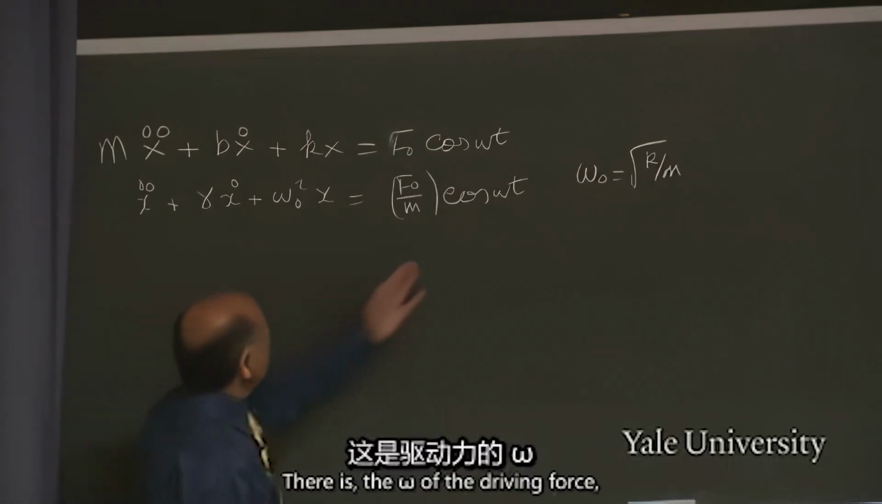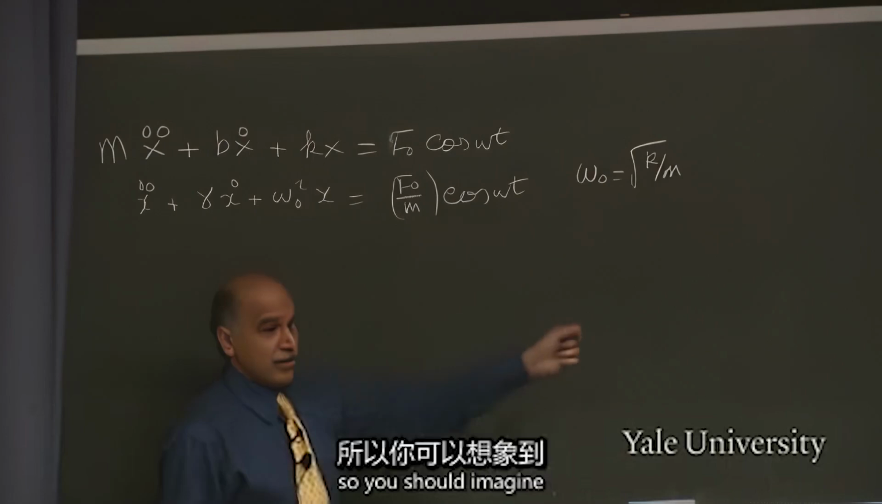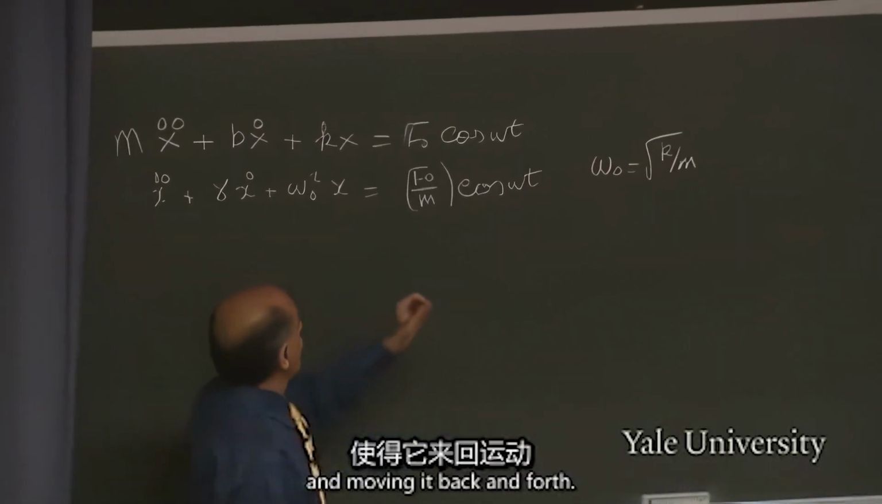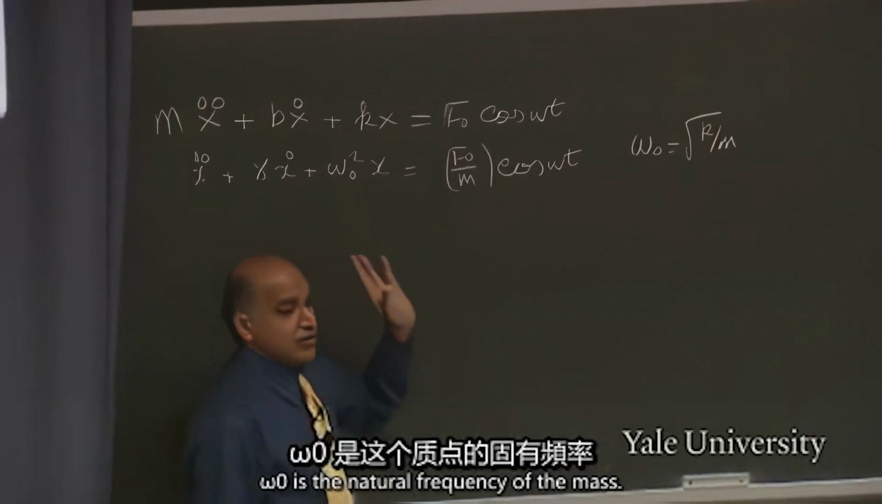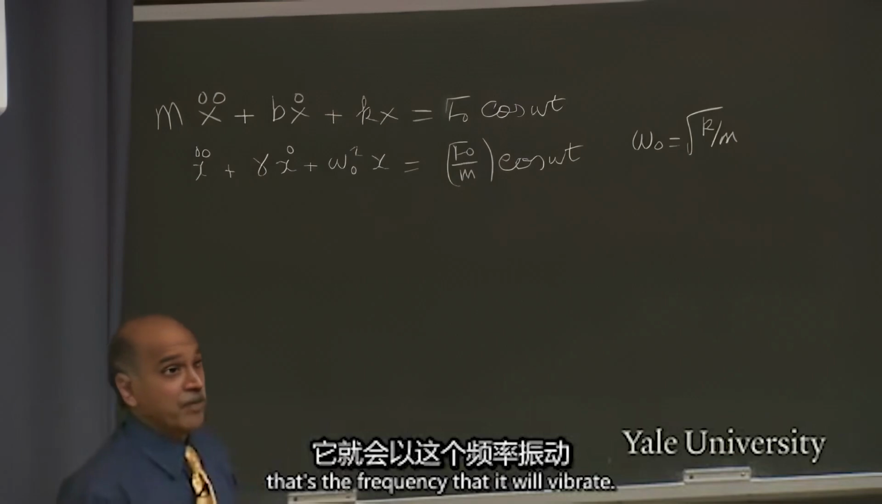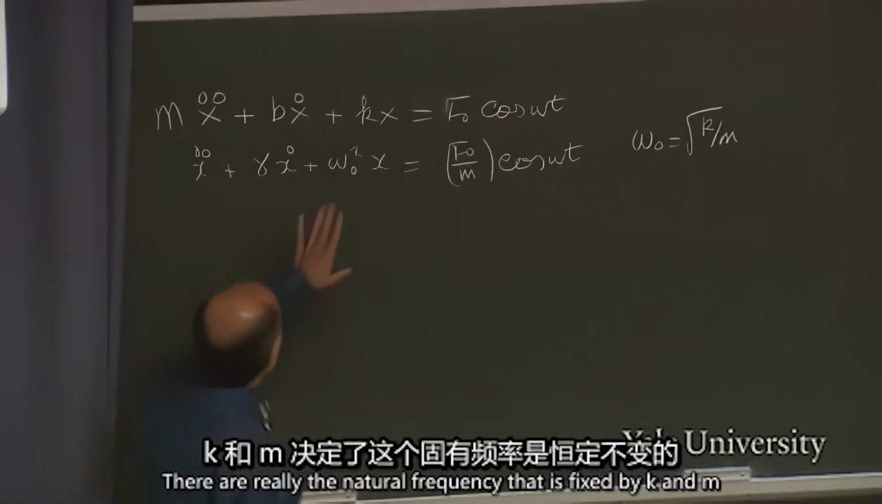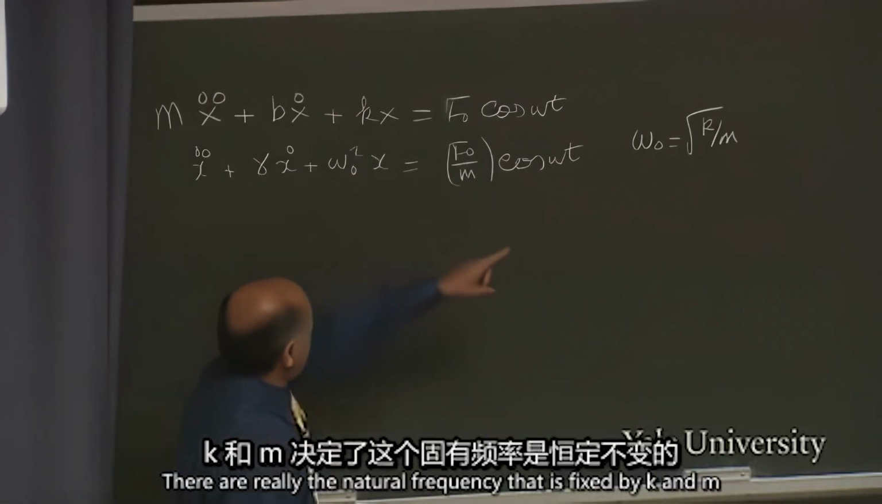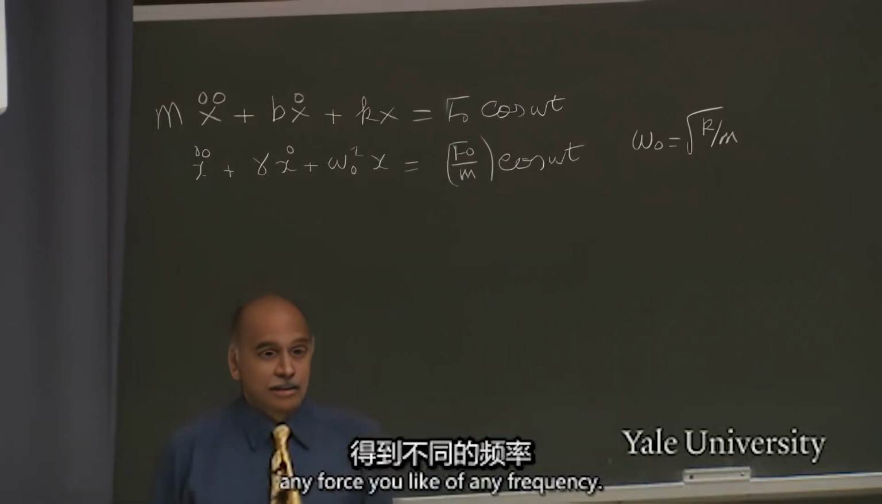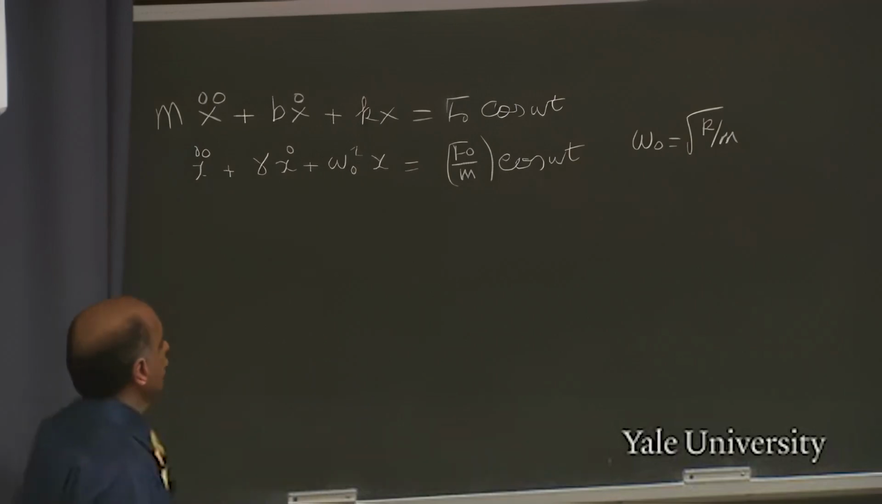There is the omega of the driving force, so you should imagine an oscillatory force grabbing this mass and moving it back and forth. Omega naught is the natural frequency of the mass. If you pull the spring and let it go, that's the frequency with which it will vibrate. It's really the natural frequency, which is fixed by k and m, and omega is for you to decide. You can decide to apply to it any force you like of any frequency.